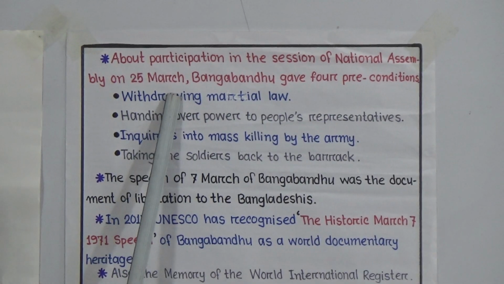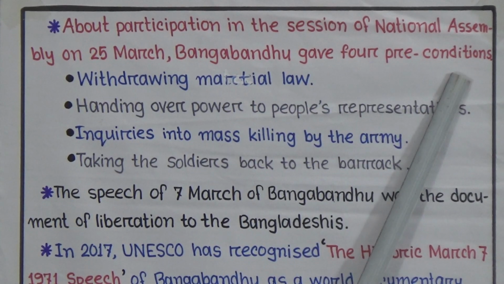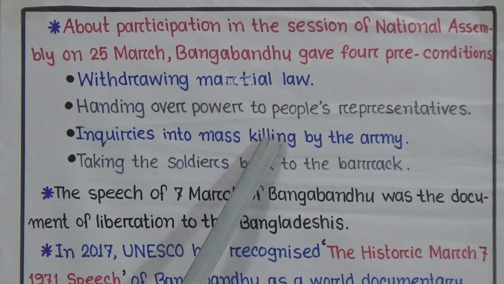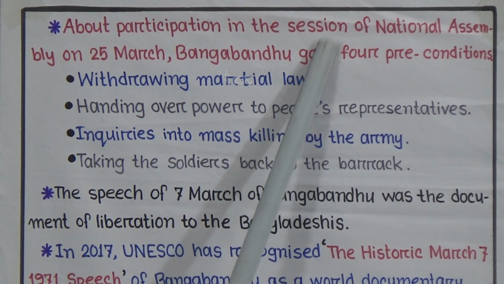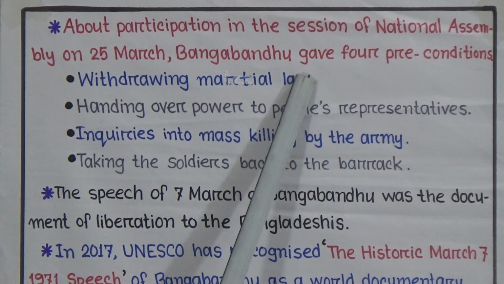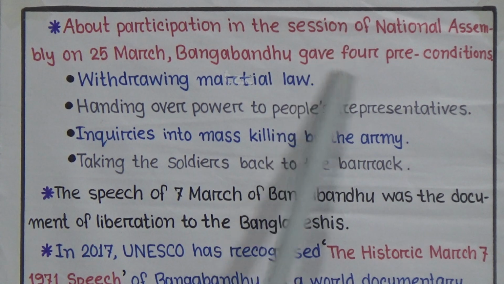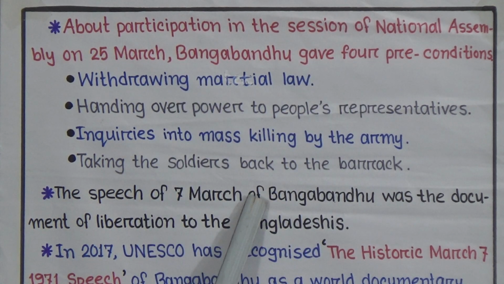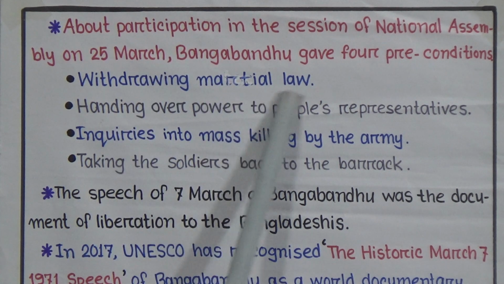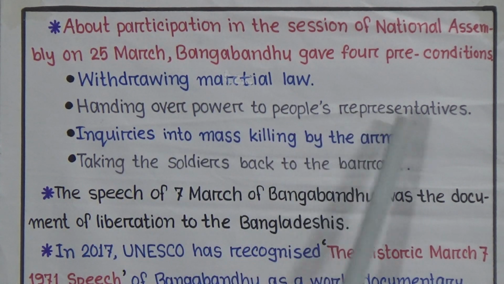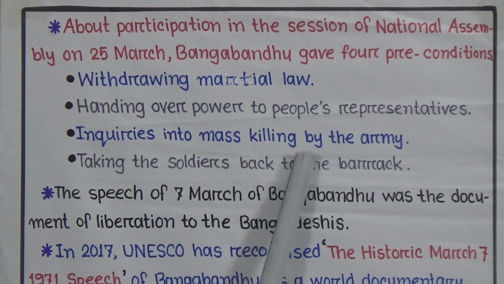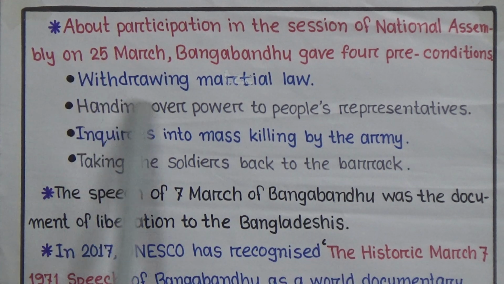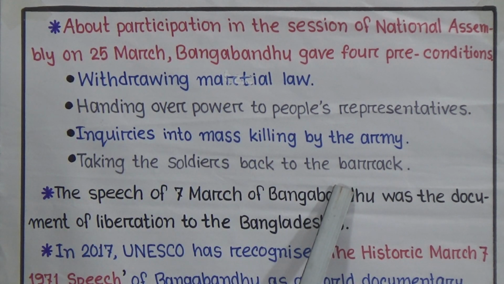Now, about participation in the session of National Assembly on 25th March, Bangabandhu gave 4 preconditions. When Yahya Khan convened that the National Assembly would be held on 25th March, Bangabandhu gave some preconditions, and they were 4 in number. The preconditions were withdrawing martial law, handing over power to people's representatives, inquiries into mass killing by the army, taking the soldiers back to the barrack. Students, these 4 are the preconditions for the National Assembly on 25th March.